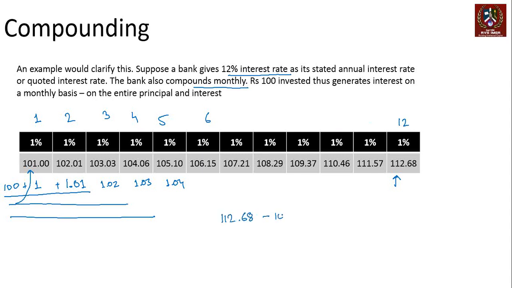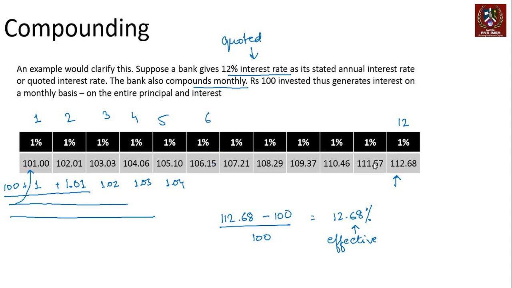you have 112.68. So 112.68 minus 100, divided by 100, that's your return, right? So that will be 12.68%. Correct? Now note that the bank had given a quoted interest rate of 12%, but effectively you made 12.68%, right? So while the quoted interest rate is 12%, the effective interest rate for you is 12.68%, and that is the power of compounding, right?